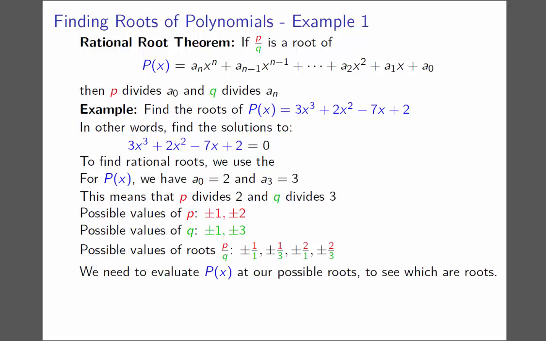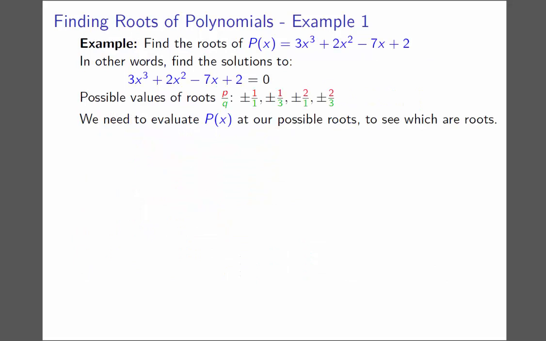But we need to evaluate p of x at our possible roots to see which ones are actually roots. We know that since this is a degree 3 polynomial, at most 3 of them will actually be roots. So to find which ones are roots, we need to evaluate our function at all of these possible roots and see which ones give us 0. Since there are so many values to check, it'll be useful to do this with a calculator.